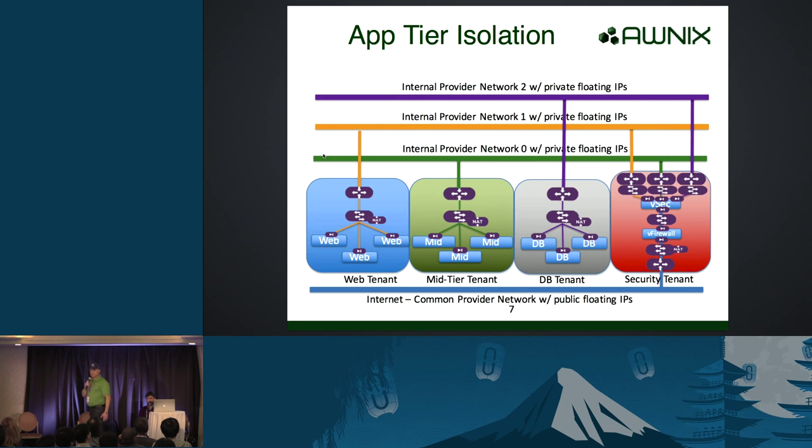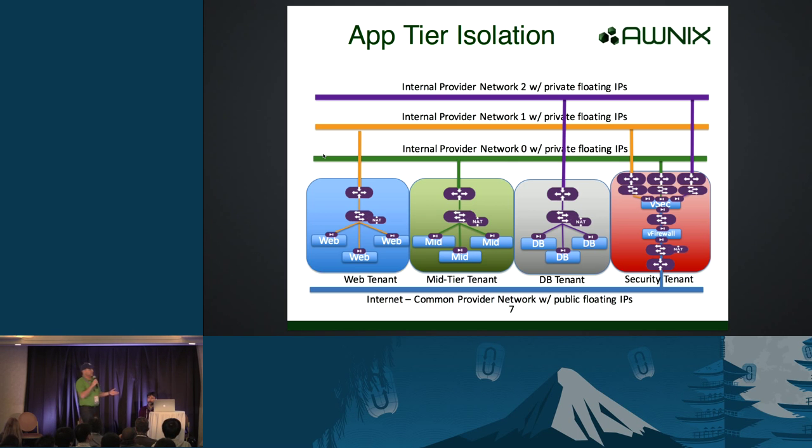Making it a little bit more complex, let's add another network, and let's break up the application. So now we have a web tenant, and we have a mid-tier tenant, and we have a database tenant, right? We have multiple networks for those, and this can just keep going. You can do this for every application. You can do it for every instance. Every web server could be in its own network. Every web server could be in its own tenant, and so on.